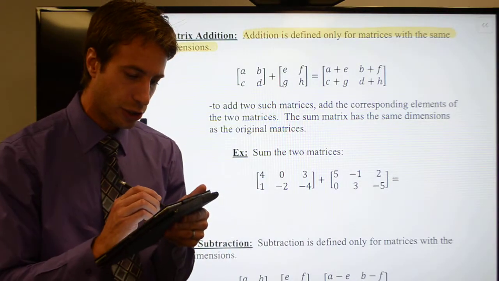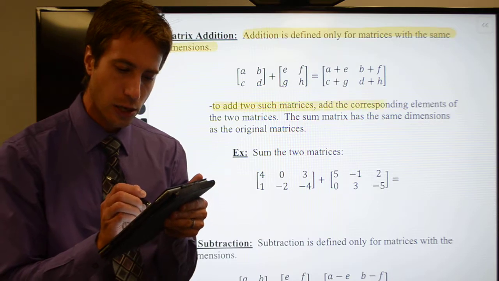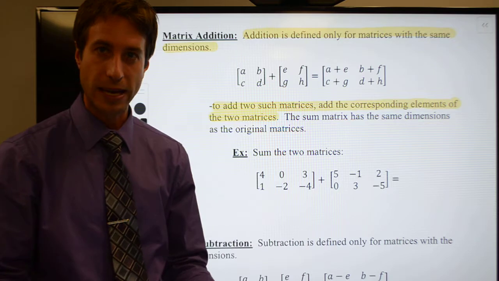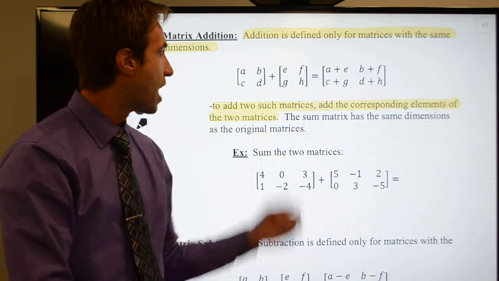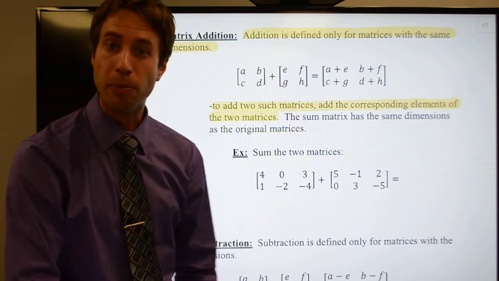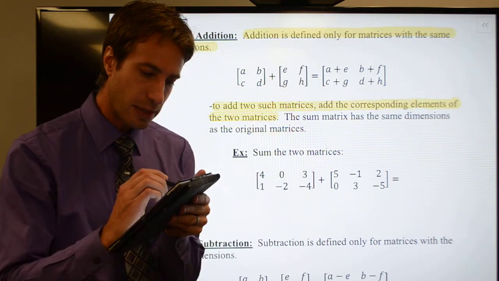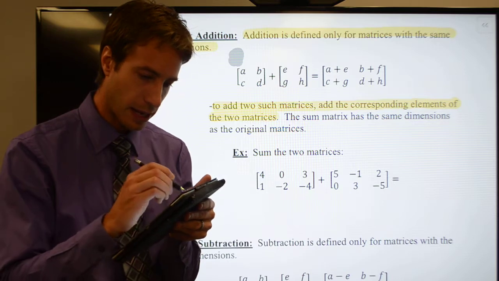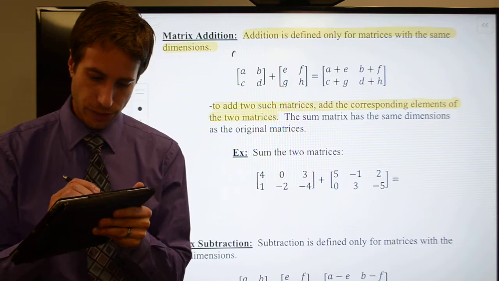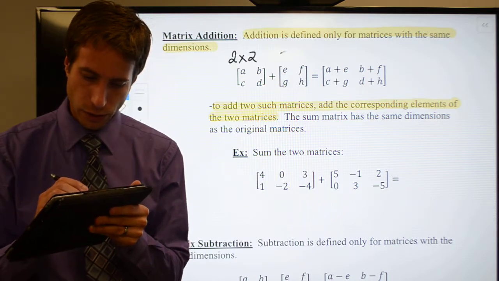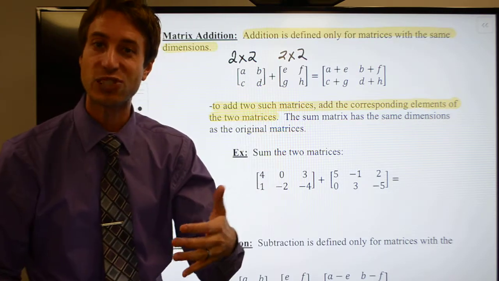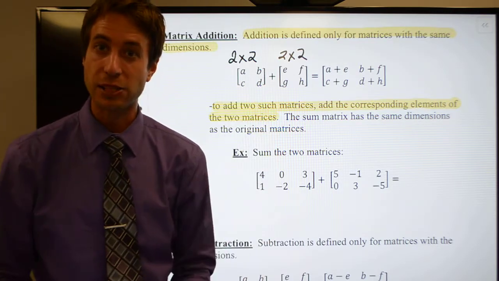What you're going to do is to add two such matrices. We add the corresponding elements of the two matrices. So here's what I've got. I have a 2 by 2 matrix. I have a 2 by 2 matrix. Because the dimensions are the same in these matrices, I can add these matrices together.